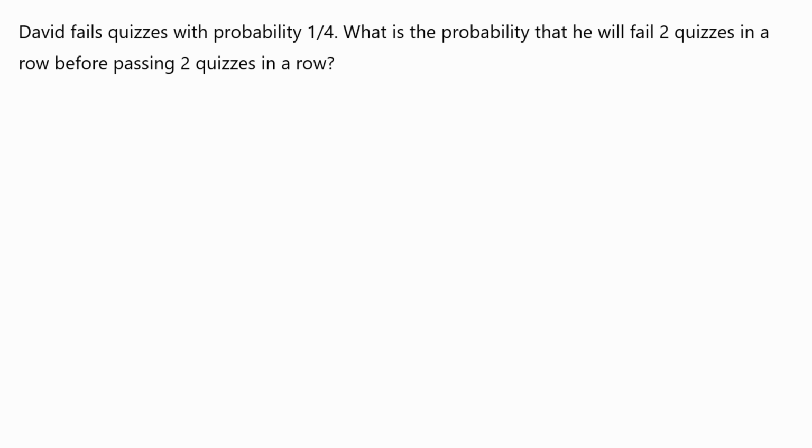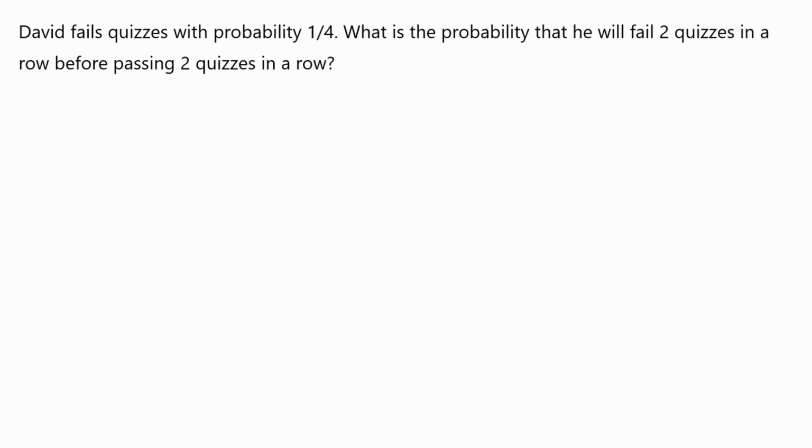Hello guys, welcome back to part 2 of David's spelling, 2 quizzes in a row. David fails quizzes with probability 1/4. What is the probability that he will fail 2 quizzes in a row before passing 2 quizzes in a row?